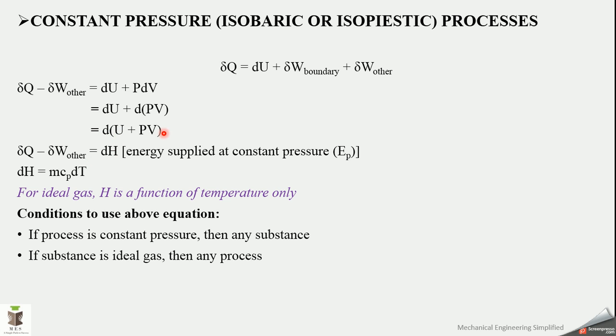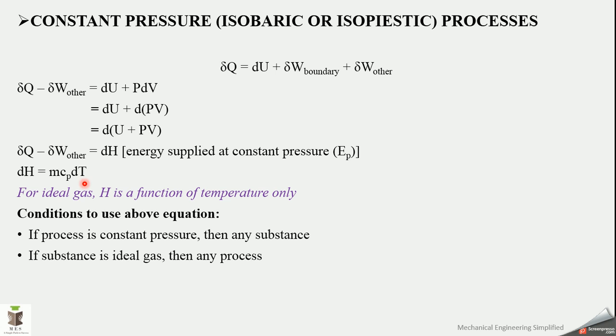I have told you that U plus PV is enthalpy, that is H, so this is dH. This is the energy supplied at constant pressure. This is how this came, by the definition of it, that this is the energy supplied at constant pressure. And dH is equal to mCp dT.